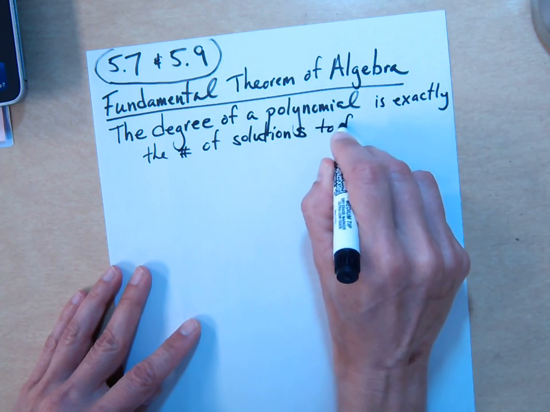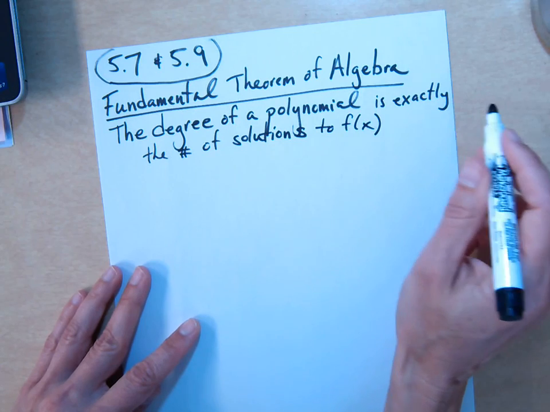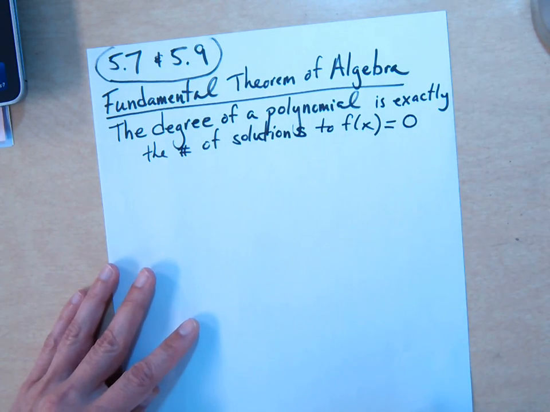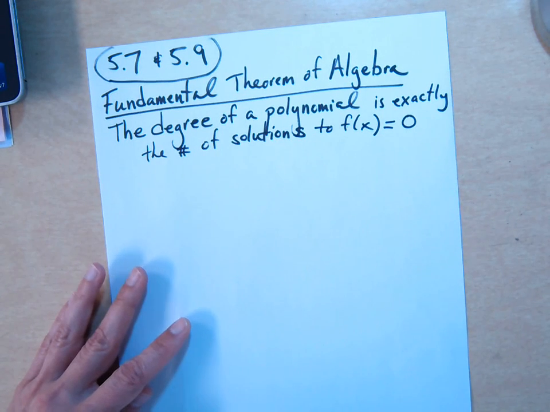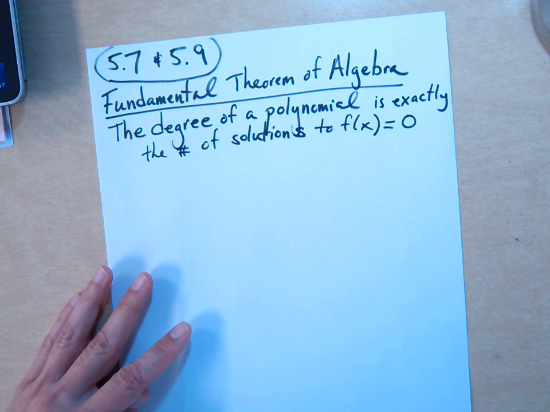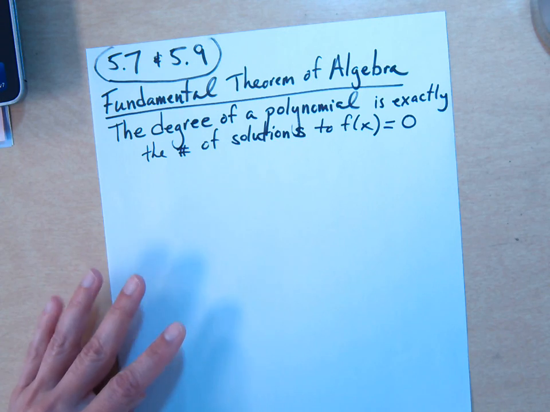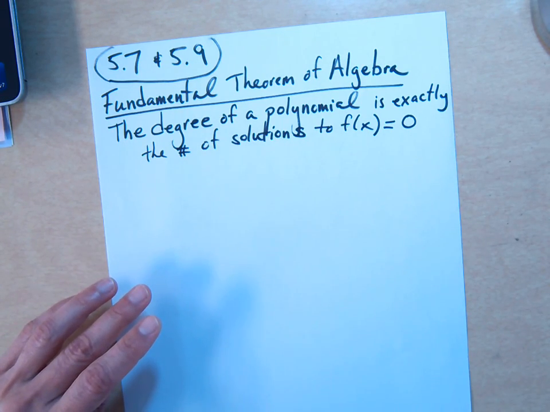to f of x equals 0 if you consider single roots, double roots, and triple roots, which we haven't really talked about yet. So that's the fundamental theorem of algebra. It's summarized that the degree of a polynomial is exactly the number of solutions. Now, you might have duplicate answers. You know how you could factor and get x minus 1 times x minus 1? So it's like a duplicate, right? It'd be like x minus 1 squared. So that's a double root, and that counts as 2 answers.